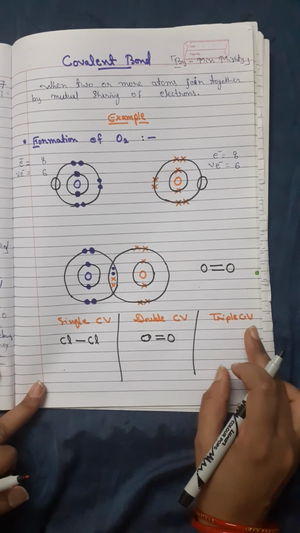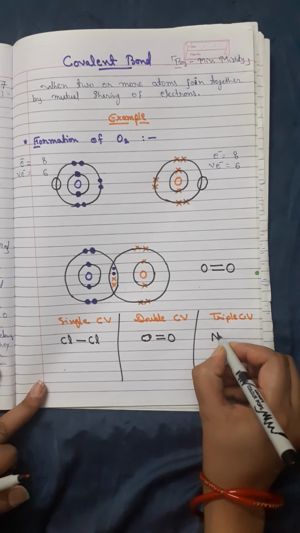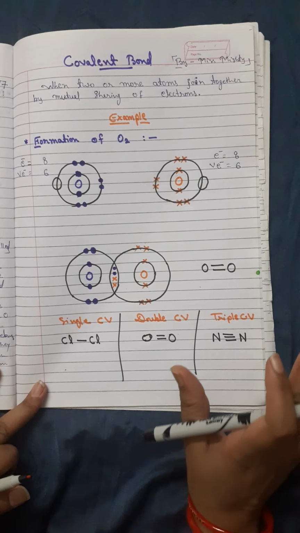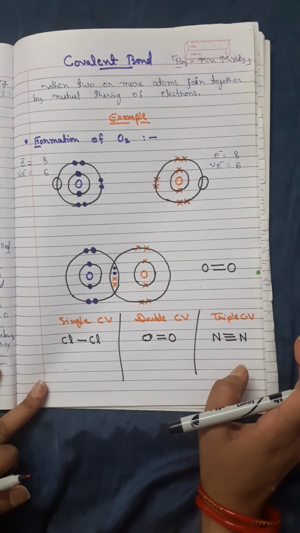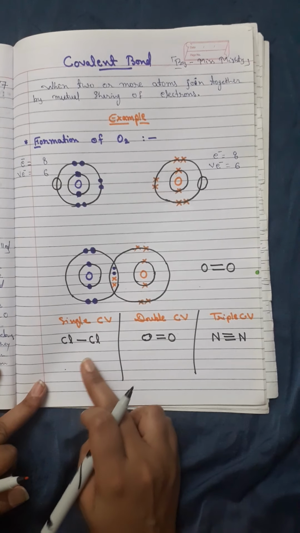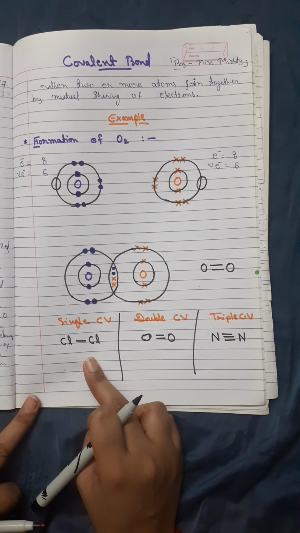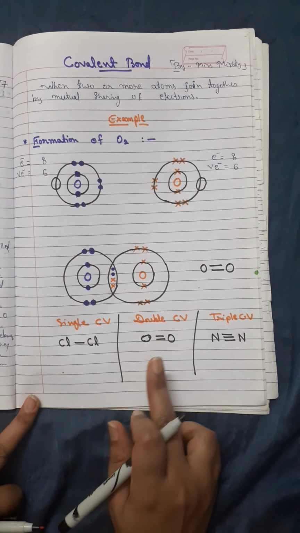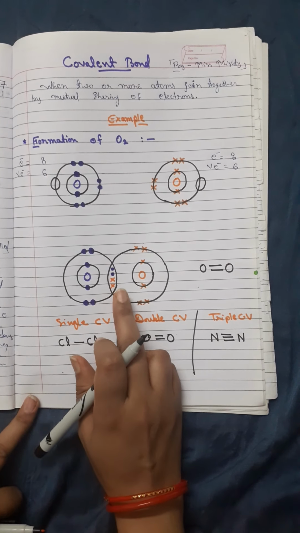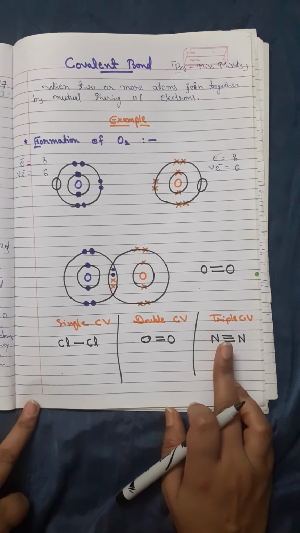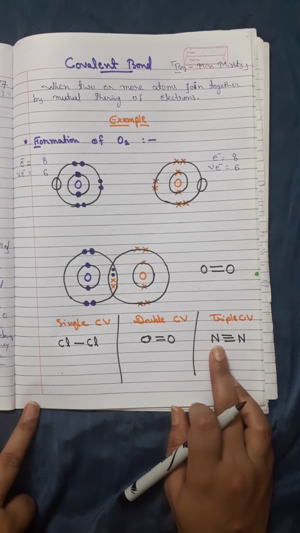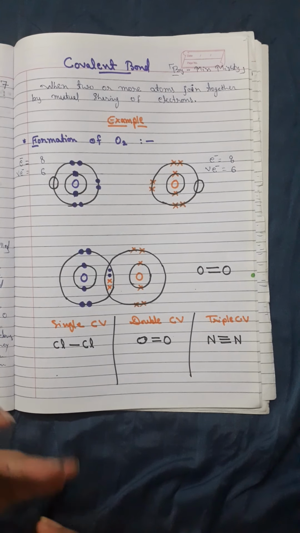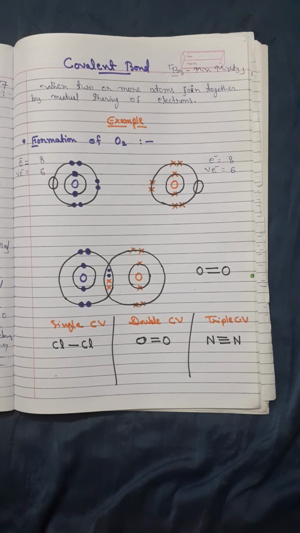When talking about a triple covalent bond, there will be sharing of three pairs of electrons. So a single covalent bond is a mutual sharing of one pair of electrons. A double covalent bond is a mutual sharing of two pairs of electrons, as you can see in the example here. And a triple covalent bond is a mutual sharing of three pairs of electrons, such as nitrogen gas. So that's all for today.